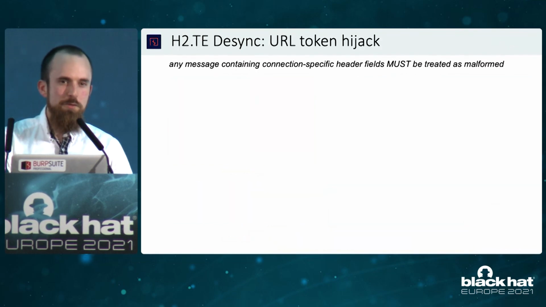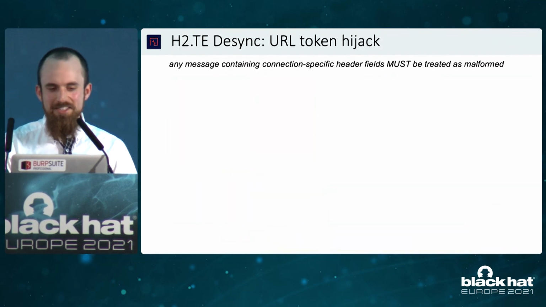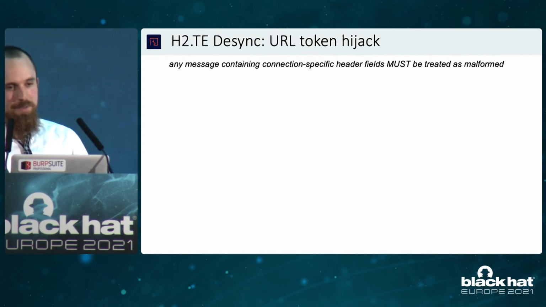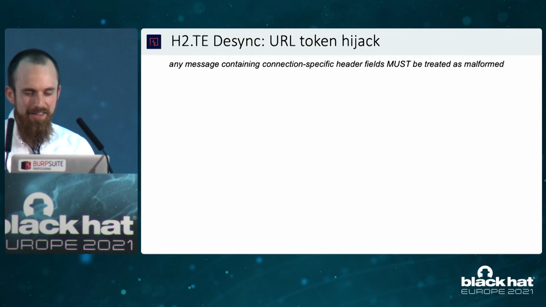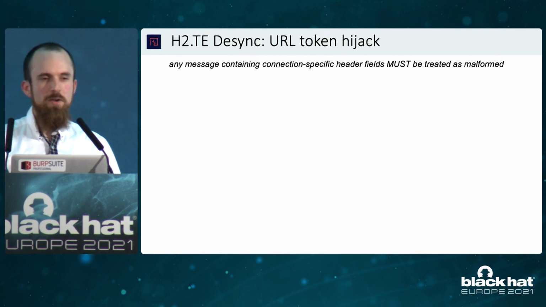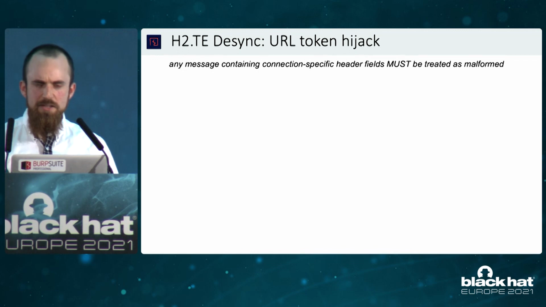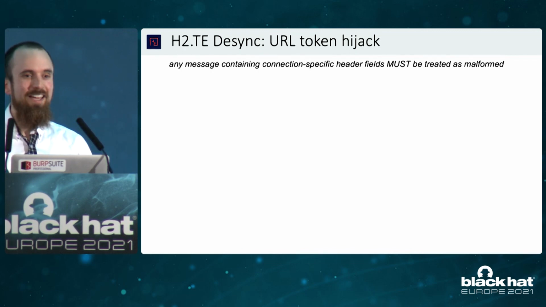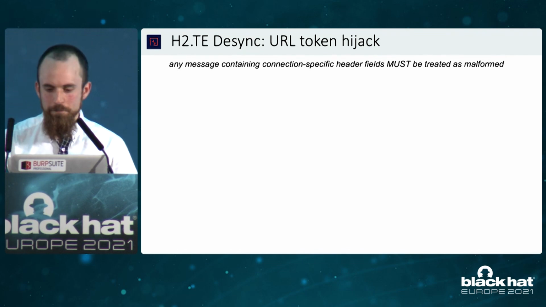After that motivating start, let's move on to something a teeny bit more complex. The H2 RFC, it's pretty good in general, but sometimes it doesn't really explain the consequences of things. So they say any message containing connection-specific header fields must be treated as malformed. And maybe that doesn't sound super serious, and Amazon's application load balancer ignored that line of the RFC.